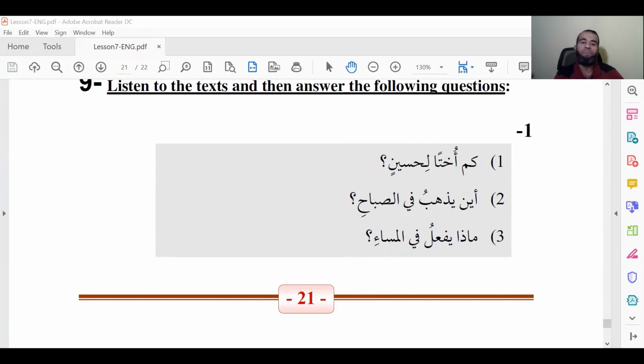بسم الله. أنا حسين ولي أخوان وأختان أذهب إلى العمل في الصباح 6 أيام في الأسبوع وأدرس اللغة العربية في المساء.